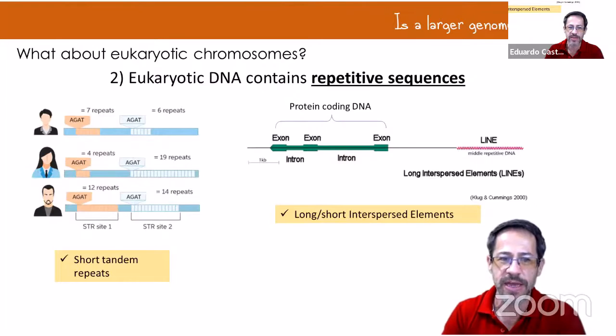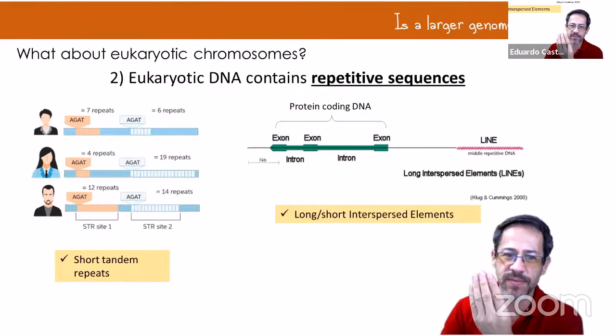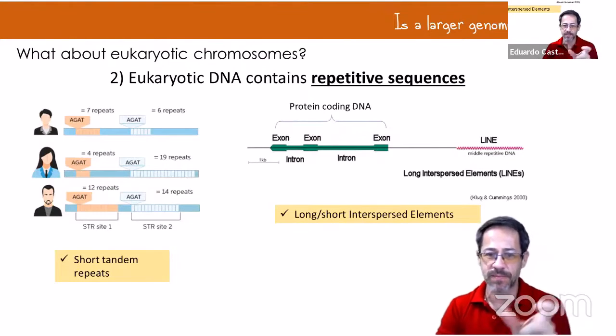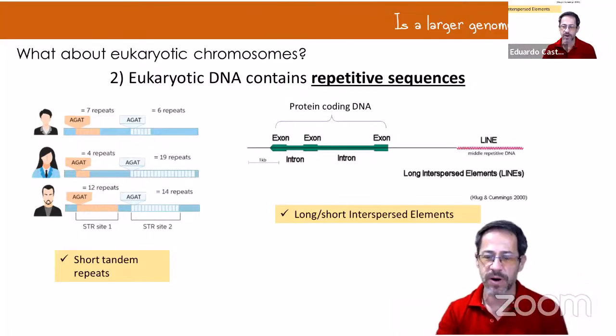So we can have AGAT, that's a very short sequence of four nucleotides, but that sequence can be repeated 7 times in a row, or 6 times, or 4, or 19, or 14. And different individuals have different numbers of repeats. And that's something that appears in the genome of all eukaryotic cells. And then we have other sequences that are called long or short interspersed elements. Those are sequences that are not small like this, but much larger, and they can be inserted in different parts of the genome.